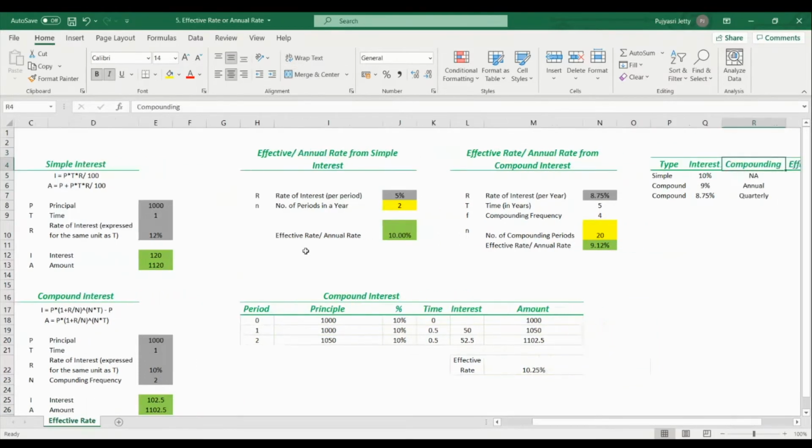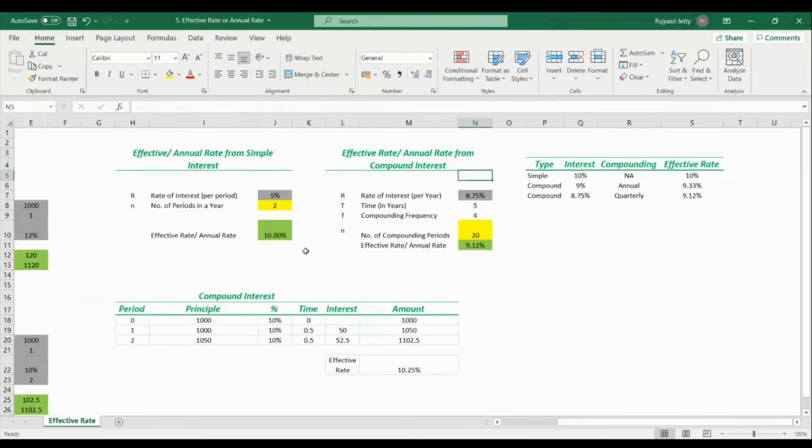In compound interest, first you have to note down the rate of interest per year. Let's say it's 10 percentage per year. Then you have to note down the time or the period of the loan or deposit. If it is, let's say, 2 years, just put down 2 years here. And the compounding frequency. Whenever you are taking a loan with compound interest, they'll tell you the compounding frequency. It can be a week, it can be a month, it can be a quarter, half yearly or annually.